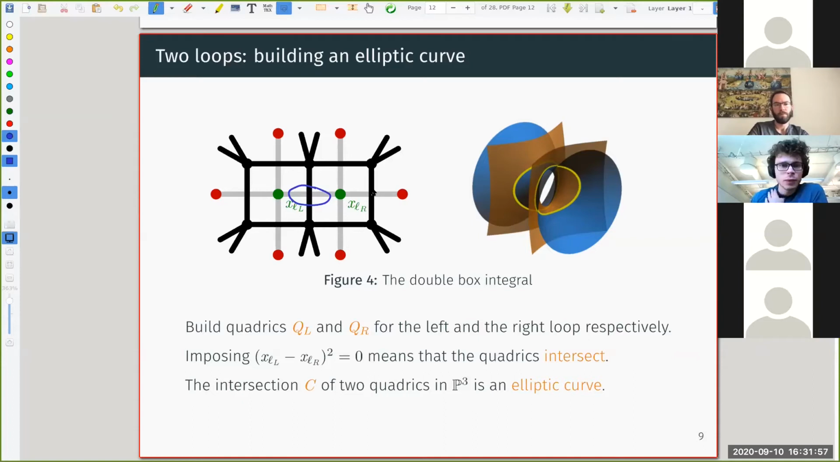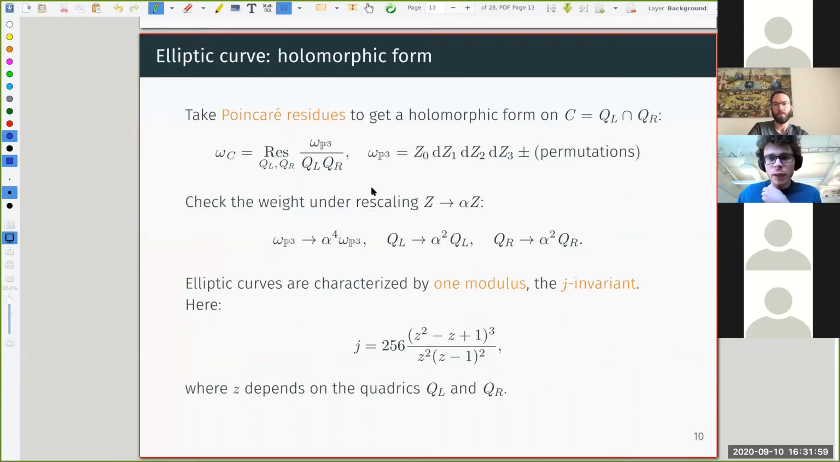Okay. So now we should also analyze a bit this curve. So maybe we want to have some form on this curve to be able to integrate. So the way this can be done is we can start with the form that we know in P3, the normal form in P3, and then we can take residues with respect to this quadric. And one can easily check that it has the right rescaling weight and all that.